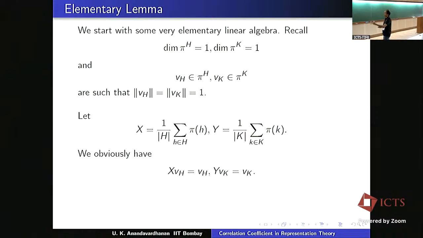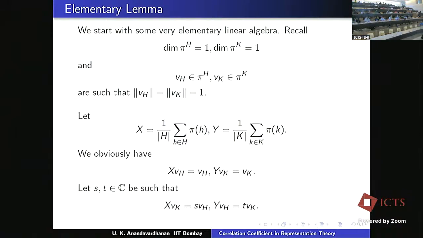What if you do it the other way, X VK and Y VH? X VK will be a multiple of VH, because X times anything will be H-fixed. It could be 0. So it will be S times VH, where S could be 0. Similarly, Y VH will be a multiple of VK. These two follow because of multiplicity 1; any other vector will be a multiple. So you will get two complex numbers, S and T.